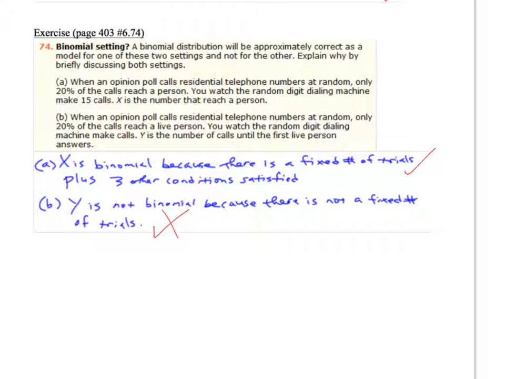And this part B is foreshadowing what's to come. This type of random variable Y in part B is going to be called a geometric random variable, because we are often interested in a variable that counts how many times we have to do a chance process until the first success occurs. Those will be geometric random variables.